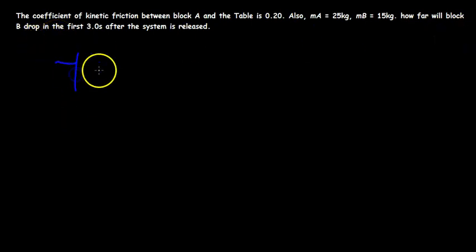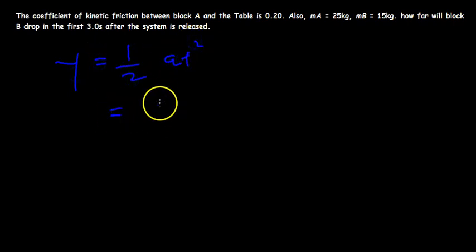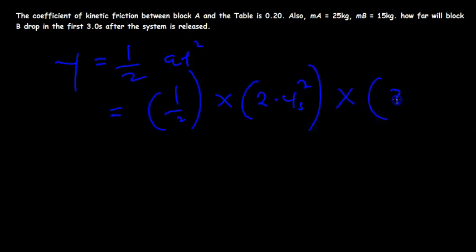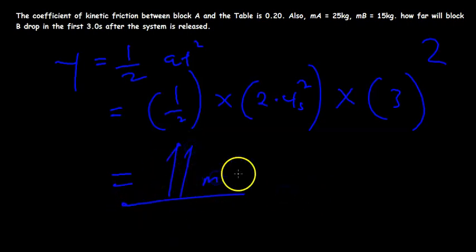We're going to use this equation, where y is going to be one half a t squared, which is the same thing as saying 1 divided by 2 multiplied by 2.45 meters per second squared, multiplied by our time squared, which is this. And your final answer should be somewhere around 11 meters.